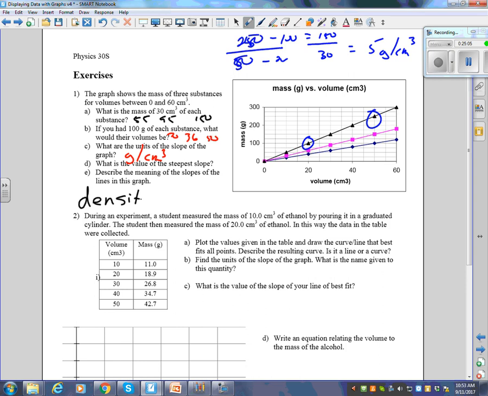density. How many people had an inkling that's what it was, but they were afraid to answer that? Some of you, I know for sure. It's the density. What is density? Give me an example of something that's really dense and don't say you.